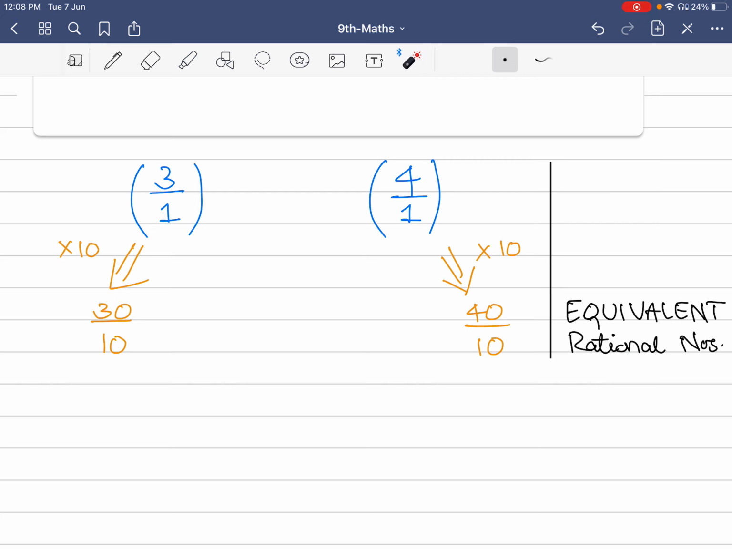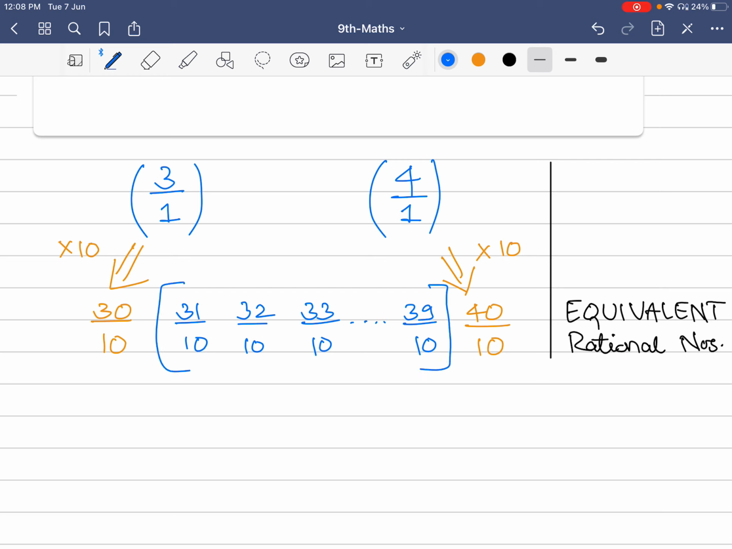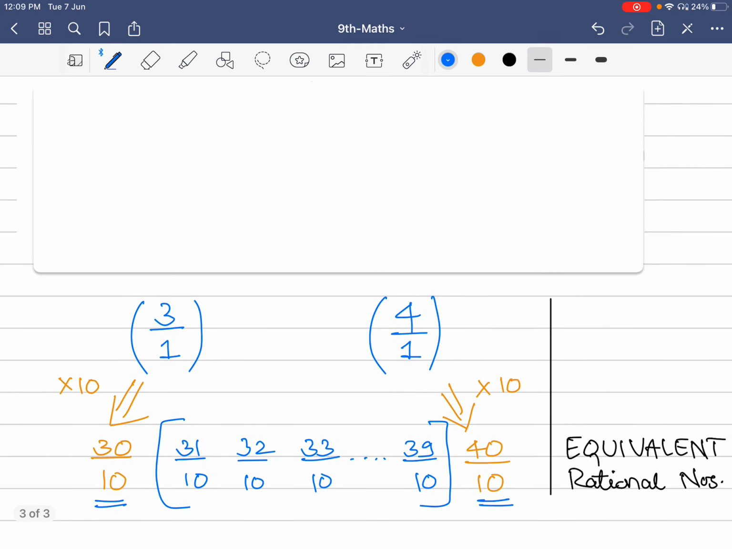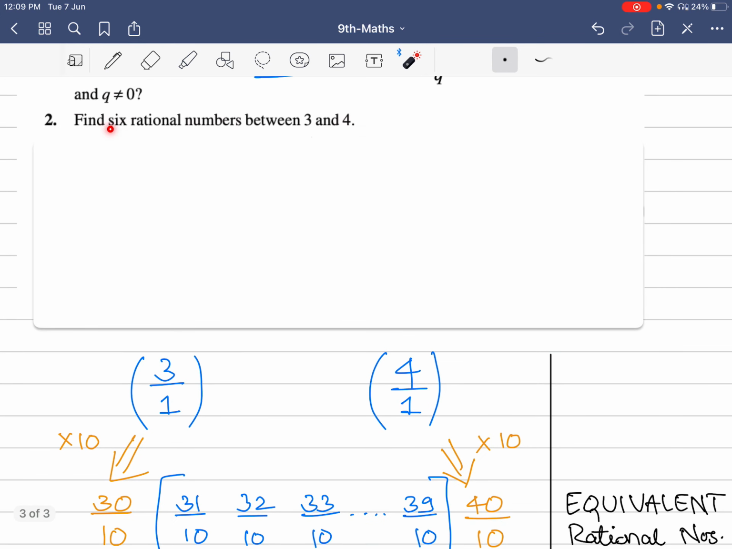So now once we have equivalent rational numbers 30 by 10 and 40 by 10, we just have to list down the other rational numbers between them. Which are basically 31 by 10, 32 by 10, then we have 33 by 10, and so on, we have 39 by 10, and finally we have 40 by 10. So this becomes a set of rational numbers that lies between 40 by 10 and 30 by 10, and that is exactly what the question asks. We have to find any 6 rational numbers between 3 and 4.